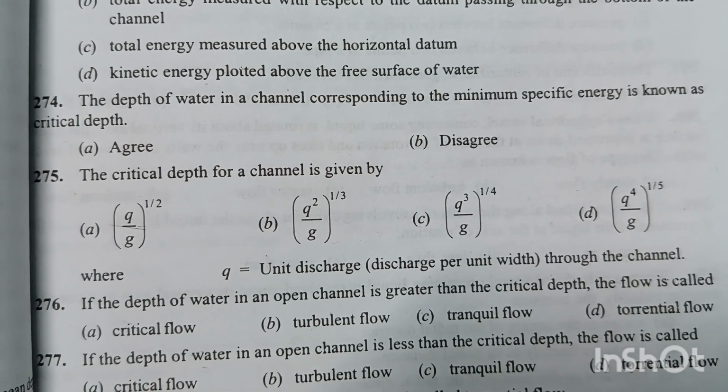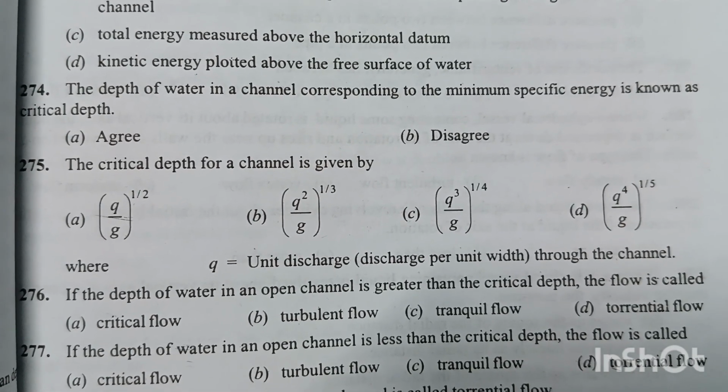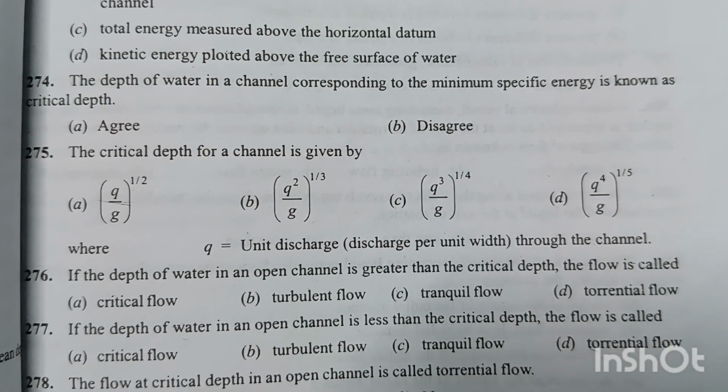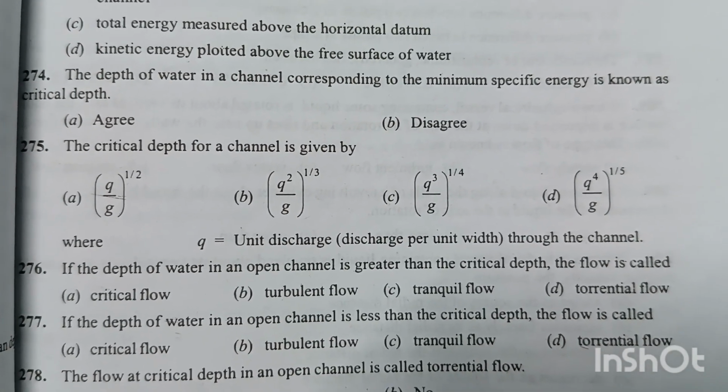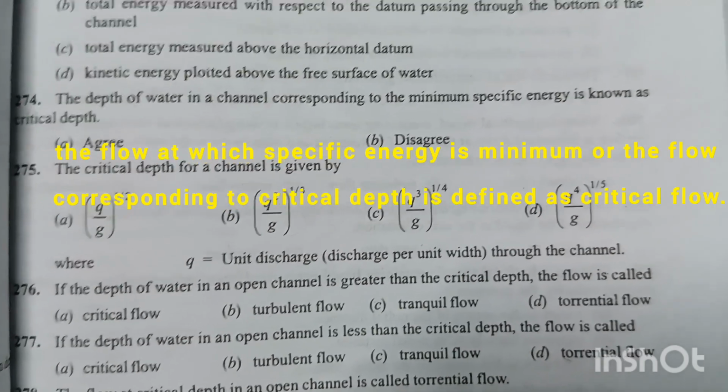Option B is right answer, where Q is the unit discharge through the channel. Option B is right answer. Question number 276. If the depth of water in an open channel is greater than the critical depth, then the flow is called turbulent flow. Option B is right answer.